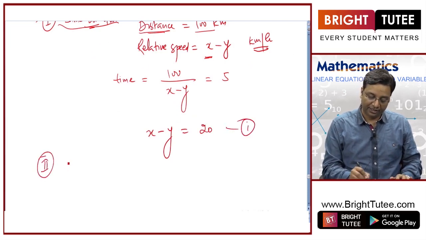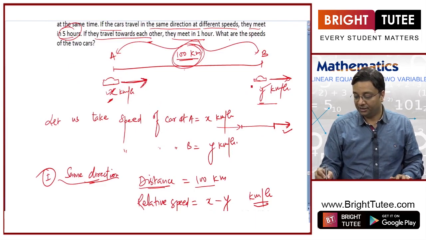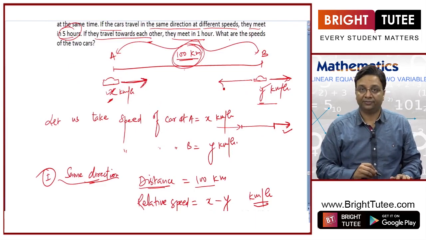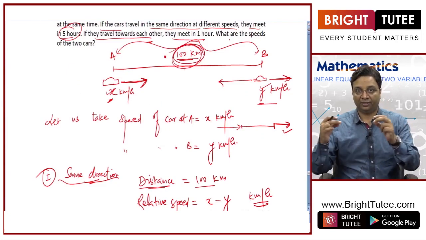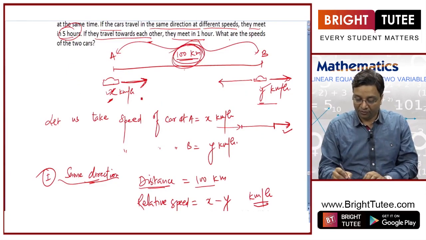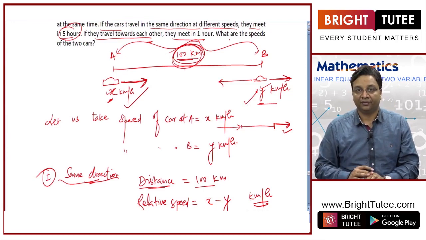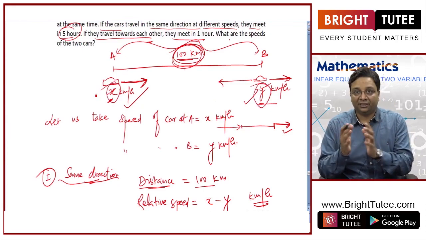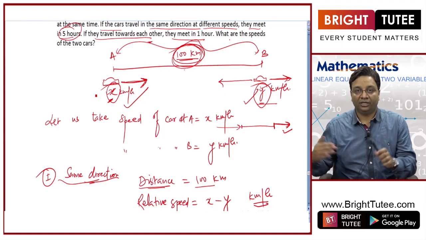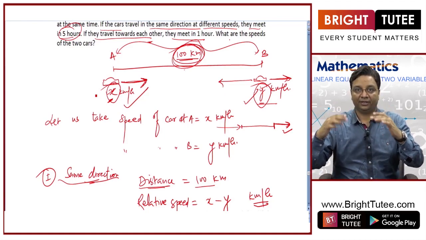In the second case, when they are traveling in opposite directions, suppose this car is traveling in this direction and this one is traveling in this direction. Now, this distance of 100 kilometers will be covered, that is, they will meet, some of the distance will be covered by this and some of the distance will be covered by this one, right? So, both these speeds are complementing each other or helping each other, right? So, the effective speed with which they will meet will be x plus y, right?